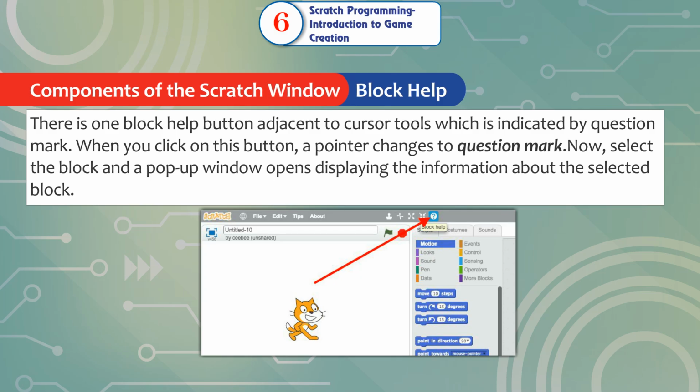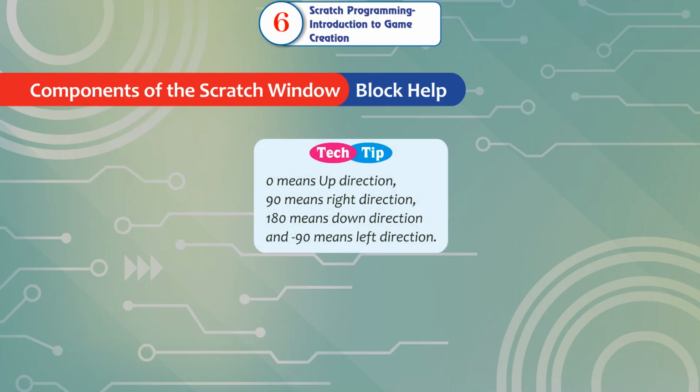When you click on this button, the pointer changes to a question mark. Now select the block and a pop-up window opens displaying the information about the selected block. Tech tip: 0 means up direction, 90 means right direction, 180 means down direction, and minus 90 means left direction.